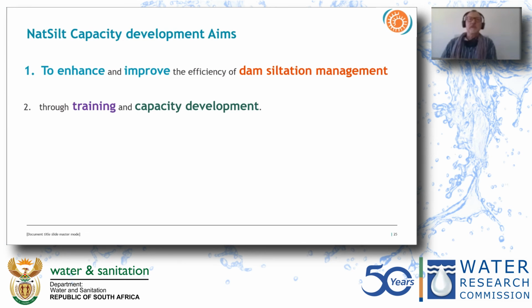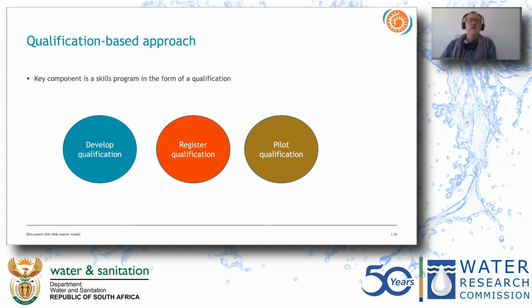And just to say that starts with the aim of having to enhance and improve the efficiency of dam siltation management through training and capacity development. So it explicitly recognizes the component of training and various other forms of capacity development. So we've adopted the qualifications approach to this, and that's something people are familiar with. You develop the qualification, you register that to ensure quality with a national entity and make sure it's available on a national basis, and then you pilot the qualification.